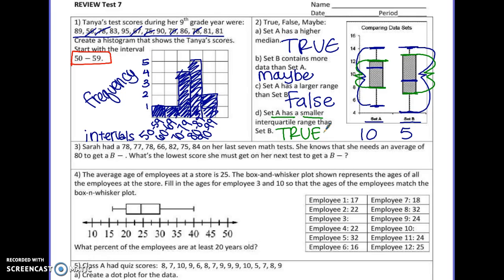Sarah had the following test scores on her 7 tests. She knows that she needs an average of 80 to get a B minus. What's the lowest score she must get on her next test to get a B minus in the class? So the way that we find the average is we add them all up and we divide by how many there are. So we would add up all these test scores, all 7 of them. But then she's taking one more test.